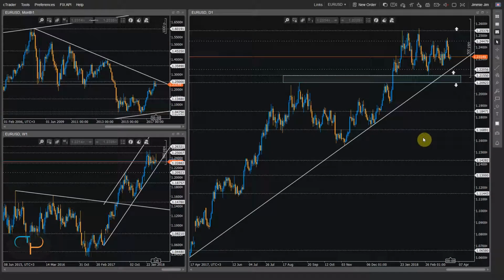Hello traders, welcome back. This is my analysis for the Euro versus United States dollar, in which I'll discuss my point of view regarding the graphical analysis and the opportunities for the week ahead.